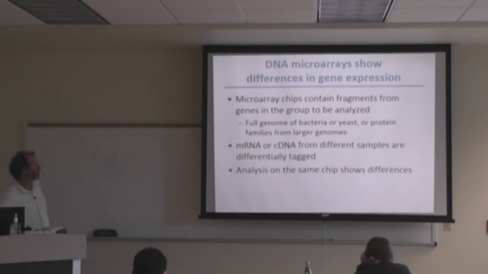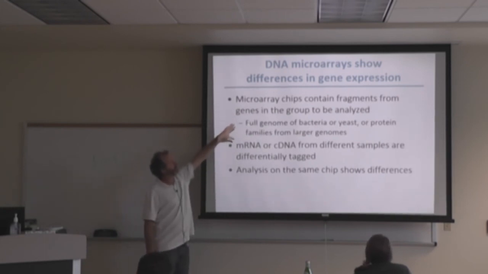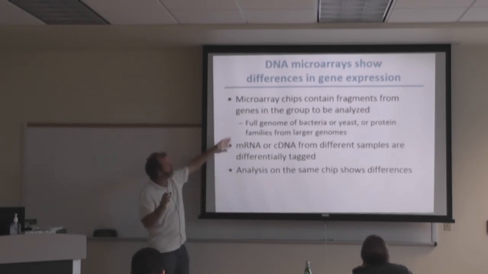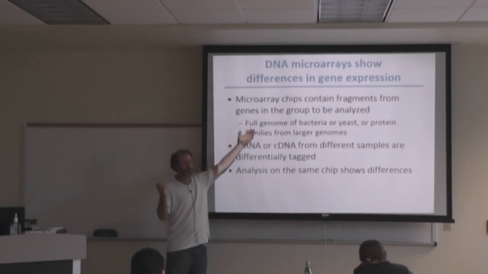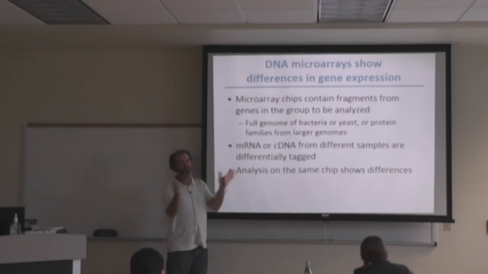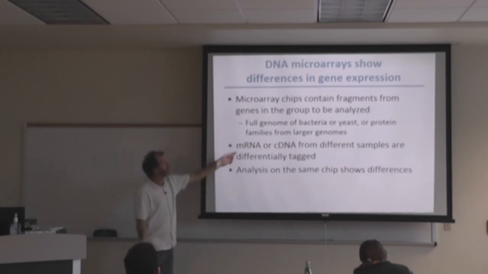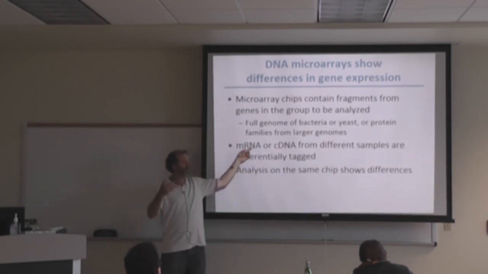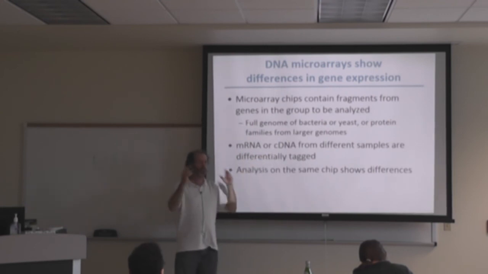So DNA microarrays basically will show differences in gene expression. What they do is microarray chips, they produce very tiny fragments of oligonucleotides on a glass chip in specific regions with specific sequences that are going to be able to base pair with any cDNA that might be there in a cell system. So first you extract mRNA, convert it to cDNA from different samples, and then those cDNA samples that you produce, or the mRNA if you want to use it but it's much less stable, are tagged fluorescently.